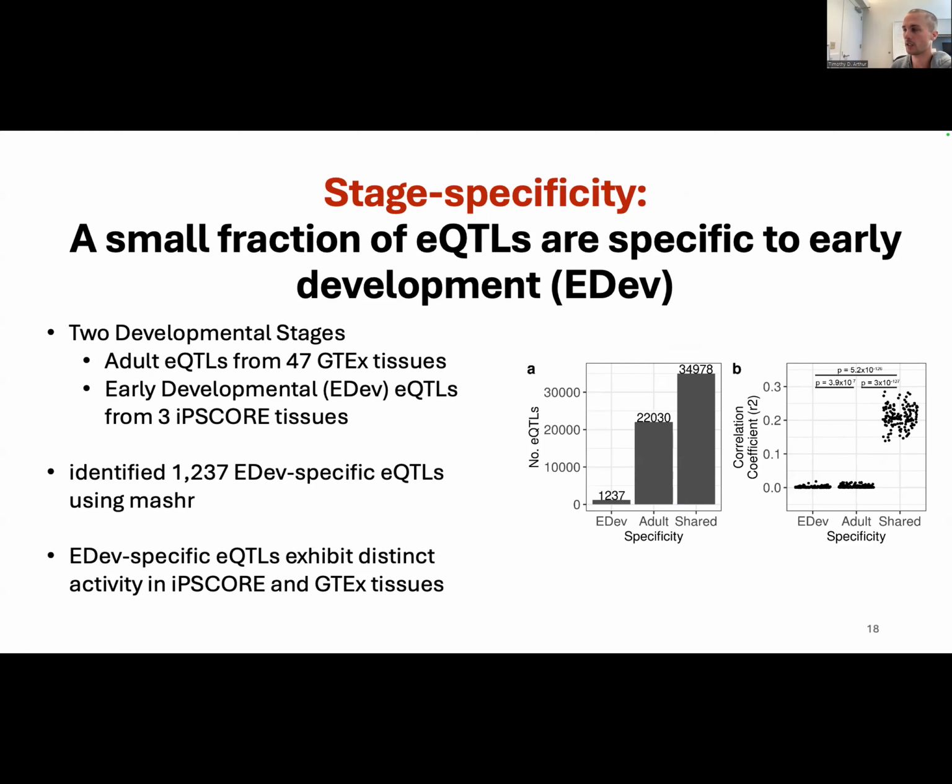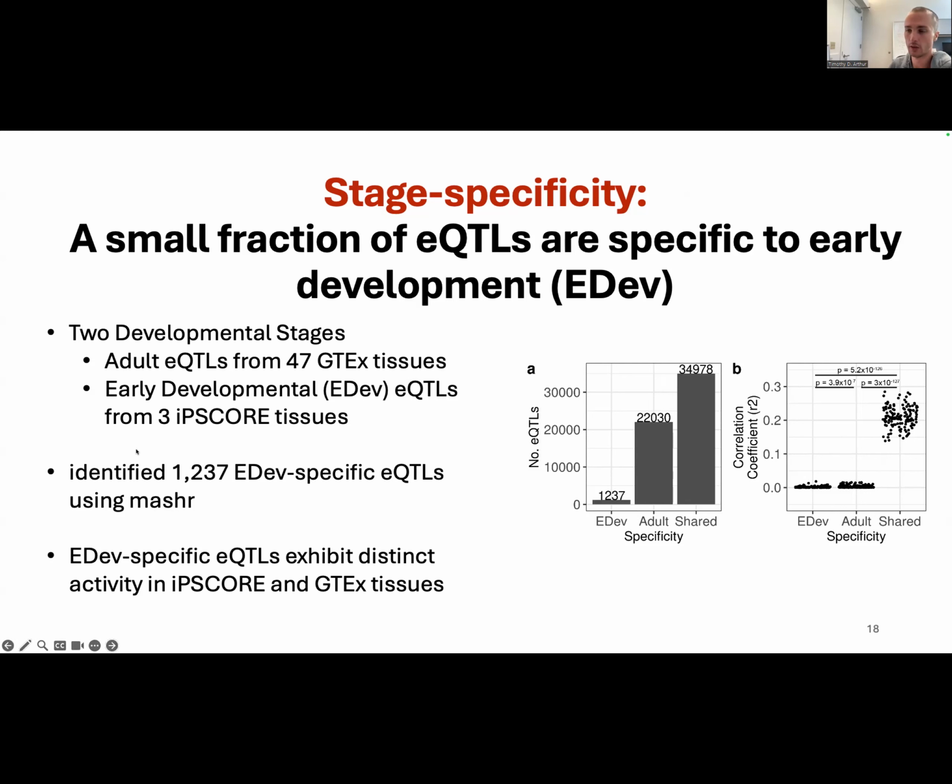So to calculate stage specificity of our eQTLs, we define two developmental stages using adult eQTLs from 47 GTEx tissues. I know this crowd might not be familiar with GTEx, but it's this large collection of adult tissues obtained from 44 different organs from hundreds of people. And it's one of the largest eQTL databases available. So we used eQTLs from GTEx to define the adult stage, and the early developmental stage was defined by eQTLs discovered in this study from the 3 iPSCORE tissues.